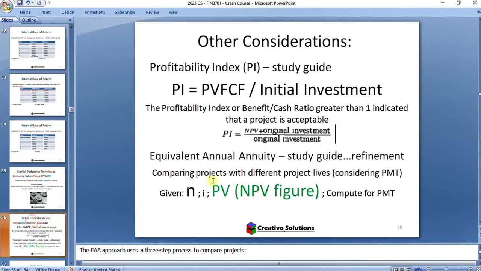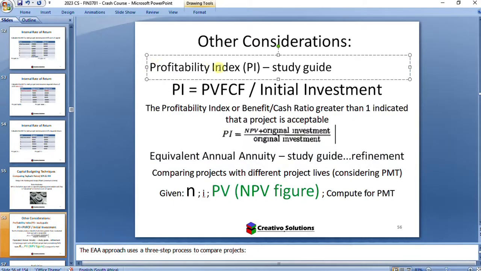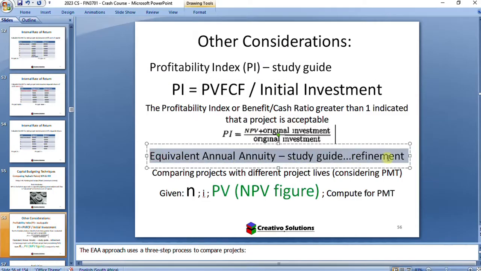And then the last slide here is just something that's noted in terms of this equivalent annual annuity. This is just a refinement when they talk about this profitability index. This is actually from your FIN3601. This is just a note that I've included here for your benefit in FIN3701. I haven't really seen it come up, so it's not that important, but if it does, at least you have a note.